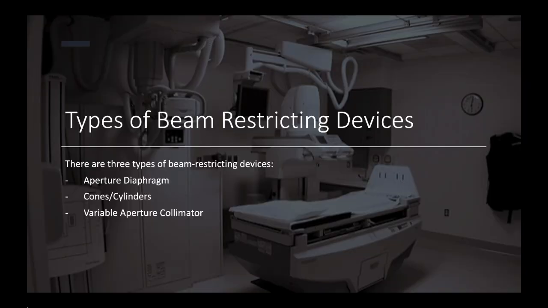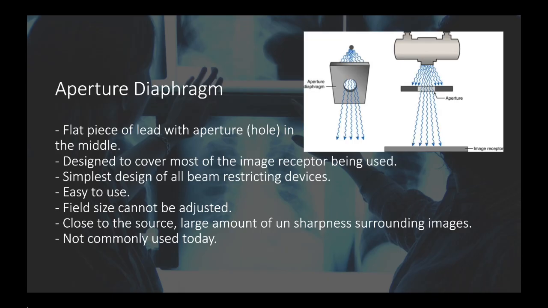There are three types of beam restricting devices: aperture diaphragm, cones and cylinders, and variable aperture collimator. An aperture diaphragm is a flat piece of lead with a hole in the middle that attaches to the X-ray tube head. The aperture in the diaphragm is designed to cover most of the image receptor that is being used.